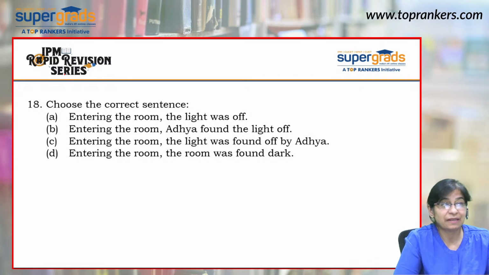Entering the room, the light was off. Entering the room, Adya found the light off. Entering the room, the light was found off by Adya. Entering the room was found dark. Which sentence is correct out of the given options?